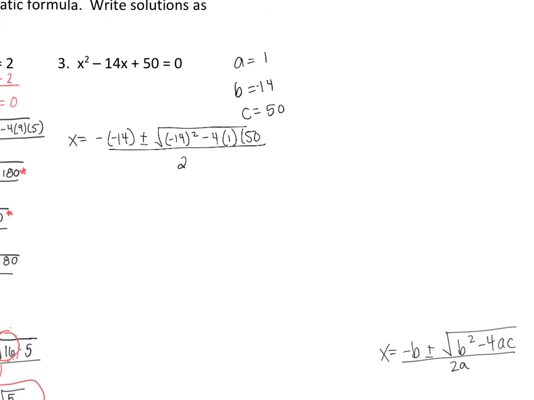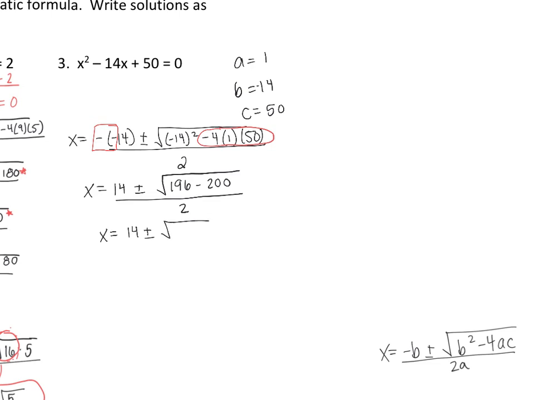Okay? And now I'm going to go ahead and do some multiplication and simplify. So x equals a negative times a negative gives me a +14, plus or minus the square root of 14 squared, which is 196. And then I need to go ahead and multiply all of this. So -4 times 1 times 50 gives me a -200, all over 2. Okay? And then one more simplification step is just to do the math under the radical. And 196 minus 200 is -4.